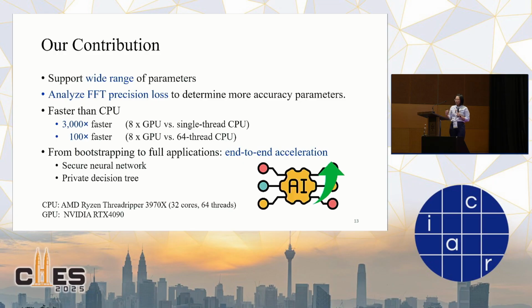Finally, we apply our method to application and perform end-to-end implementation optimization. This includes secure neural network inference and private decision tree. With this contribution, let's dive deeper into how we achieve this. Start with data distribution and noise analysis.